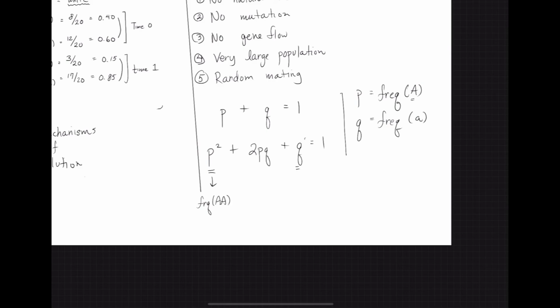And little q squared there would be the frequency of individuals who are homozygous recessive. And this 2pq would represent the frequency of individuals who are big A, little a. And this 2 really is because you have 2 possibilities of big A, little a. You could be little a, big A, or big A, little a, like that. So you have 2pq. And this relationship would stay true across time.